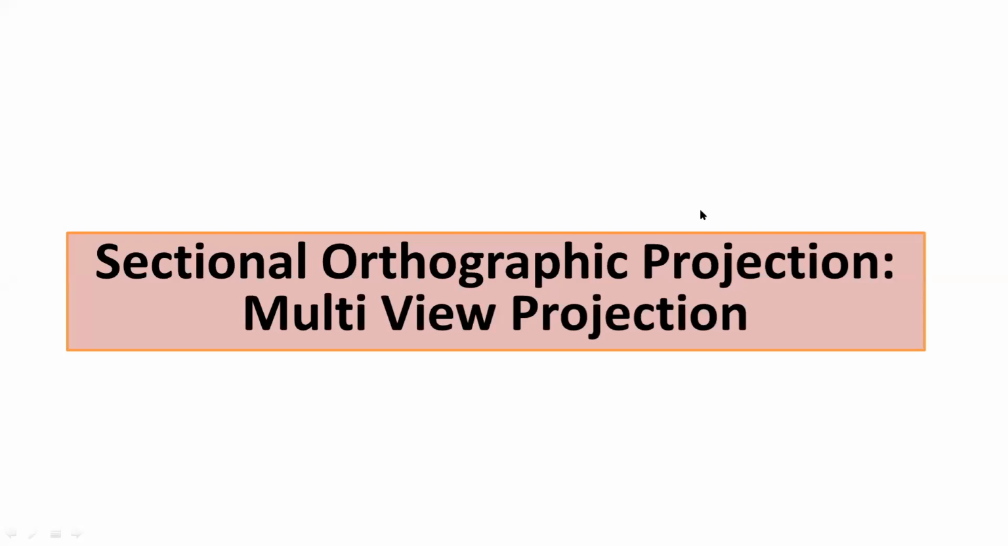So today in this lecture, we will see how to draw the sectional orthographic projection. It is a part of orthographic multi-view projection. During the last two lectures, we have seen how to draw the orthographic multi-view projection. Basically, the orthographic projection gives a two-dimensional representation of a 3D object, and it is a detailed drawing.